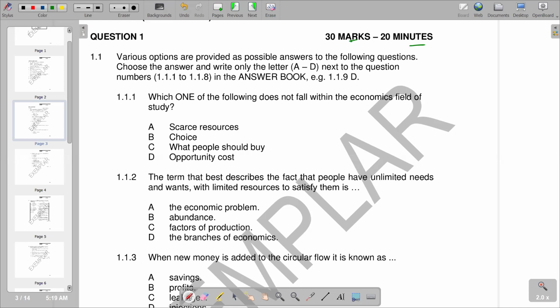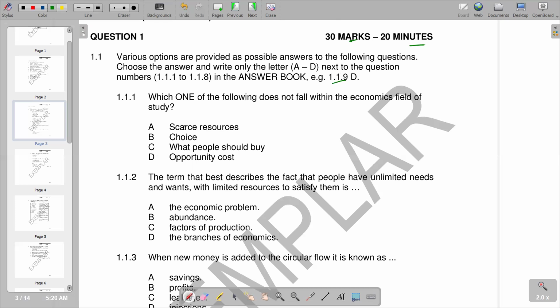First question, which is 1.1. We are given that various options are provided as possible answers to the following questions. Choose the answer and write only the letter A to D next to question numbers, that is 1.1.1 up to 1.1.8 in the answer book. So we are given an example on how you are going to present your answers in the answer book, whereby we are having this example that we have here on the presentation part.